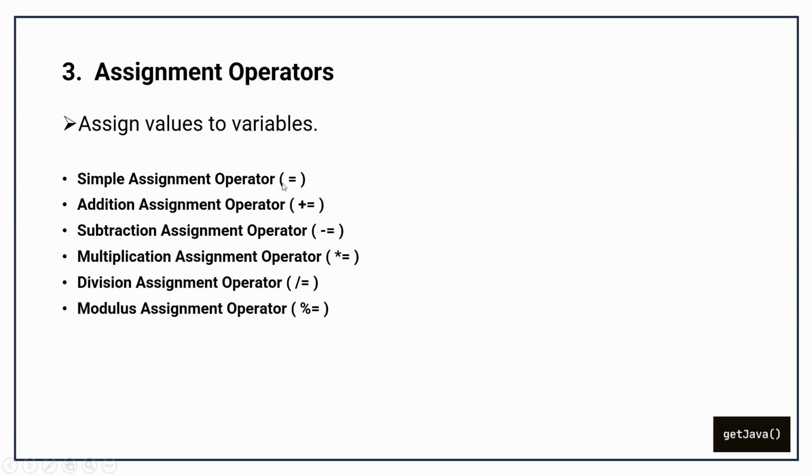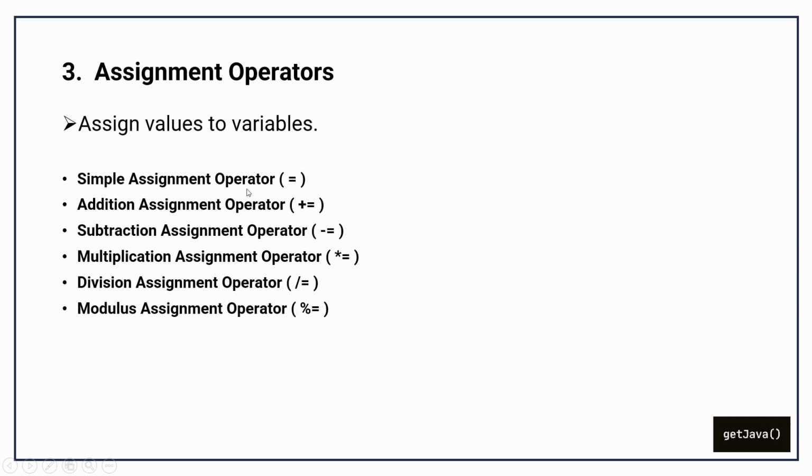So simple assignment operator is denoted by this equal to symbol. Addition assignment operator is denoted by plus equal to symbol. Subtraction assignment operator denoted by minus equal to. Multiplication assignment operator denoted by this multiplication symbol and then equal to. Division assignment operator division equal to. Modulus assignment operator modulus symbol and equal to.